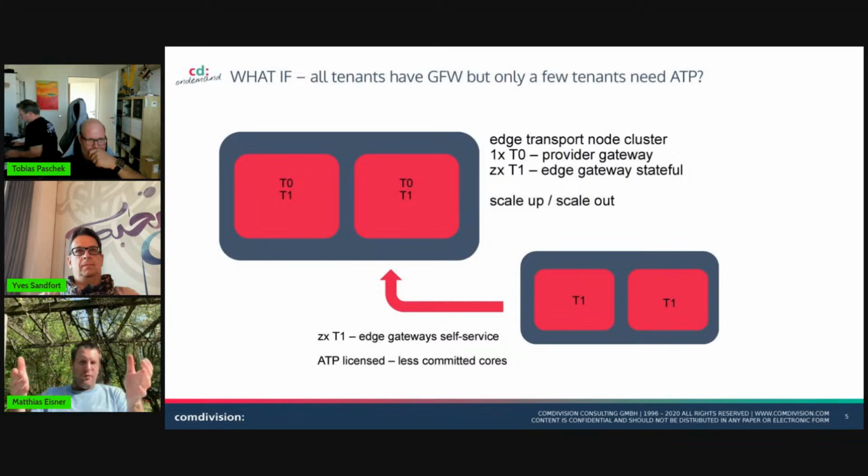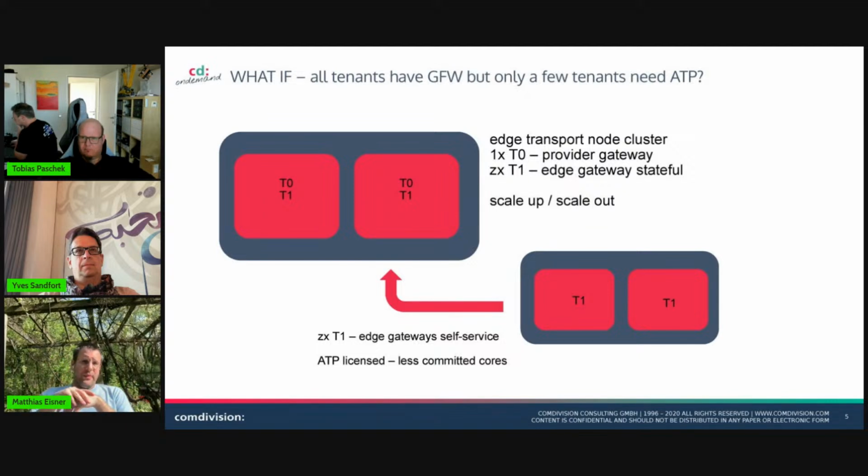Exactly. But for the gateways now over here, we can also do one dedicated edge transport node cluster for ATP, because ATP licenses are more expensive than the gateway firewall or the firewall license add-on. So it's also a pretty interesting idea. And you can combine those edge clusters and gateways and distribute all over the place.